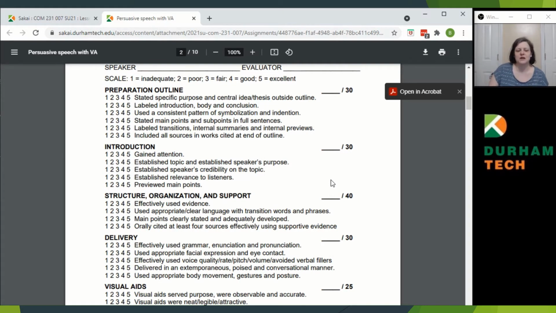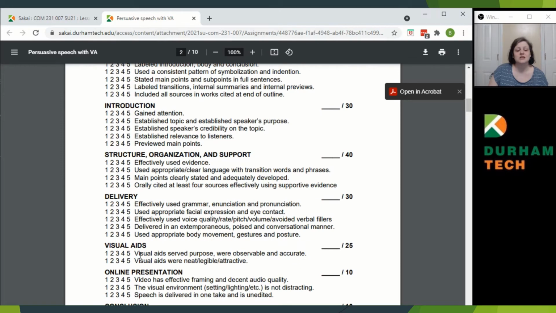Visual aids are worth 25. Making sure that they serve a purpose, were observable, and accurate. You don't want to just have a visual aid for the sake of having a visual aid. Make sure that it communicates some kind of information. And again, it doesn't have to be a PowerPoint. It can be a model.